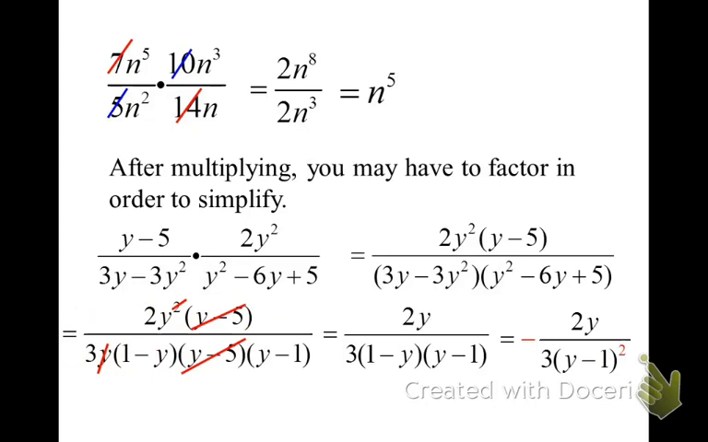So sometimes when you're multiplying fractions, the easiest thing that you want to do is to factor the numerator, factor the denominator, cancel the factors, and then see what you're left with. This will be my final answer, and it's in factored form. And you want to leave it in factored form.